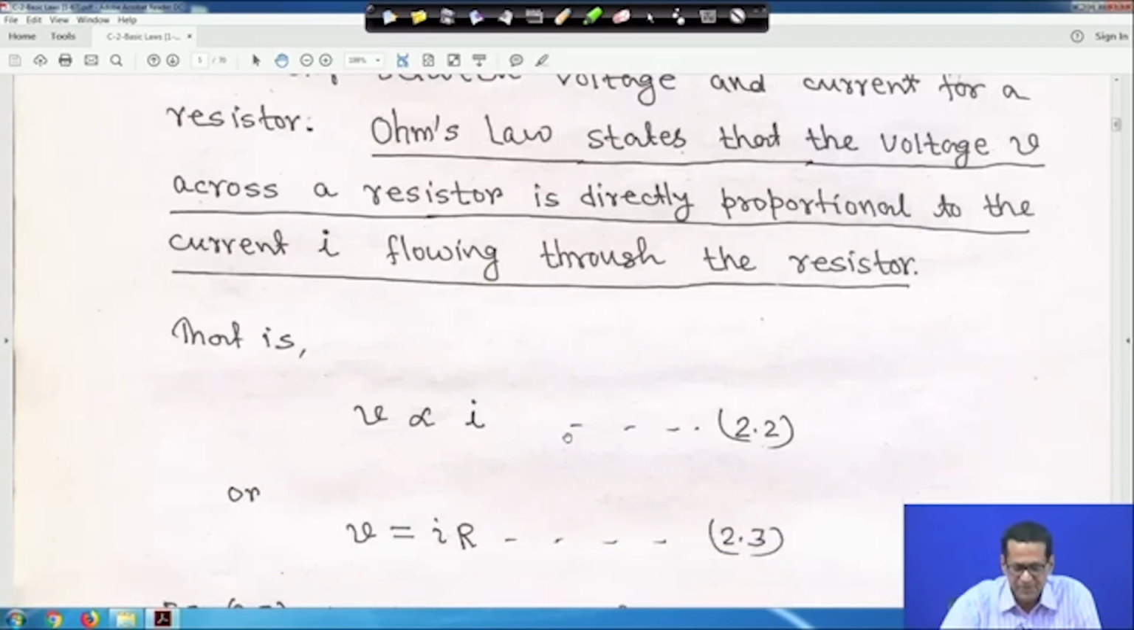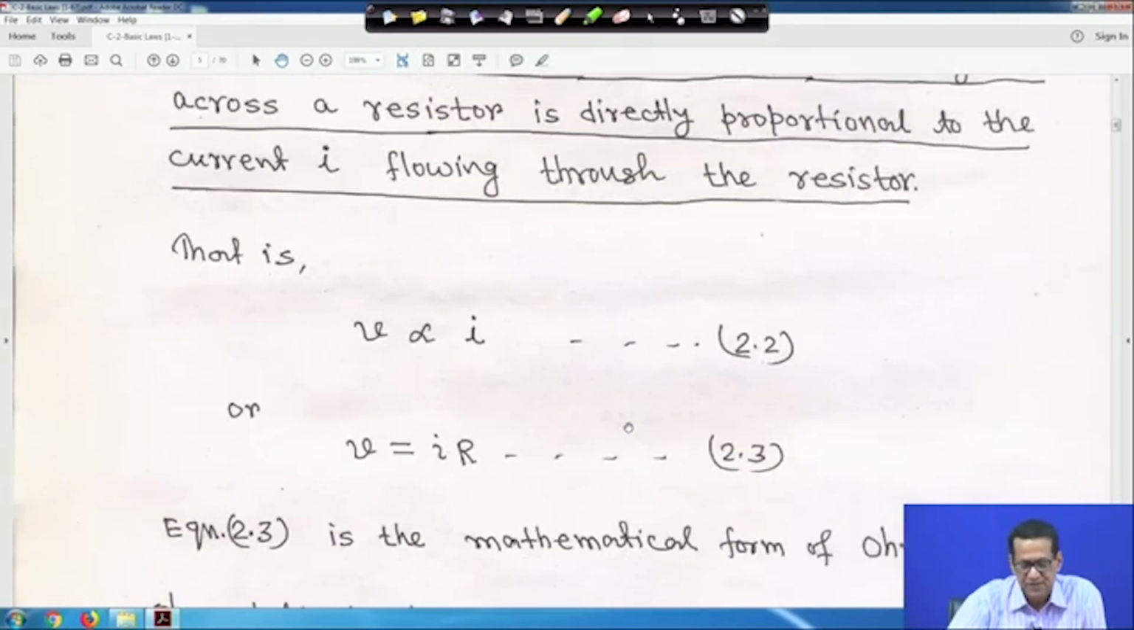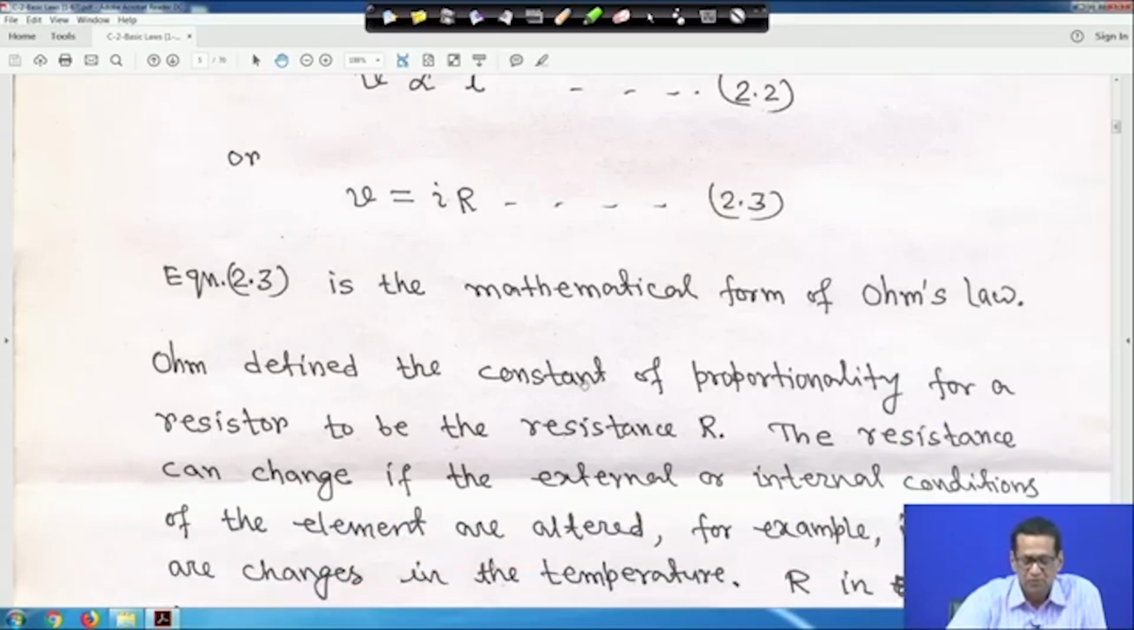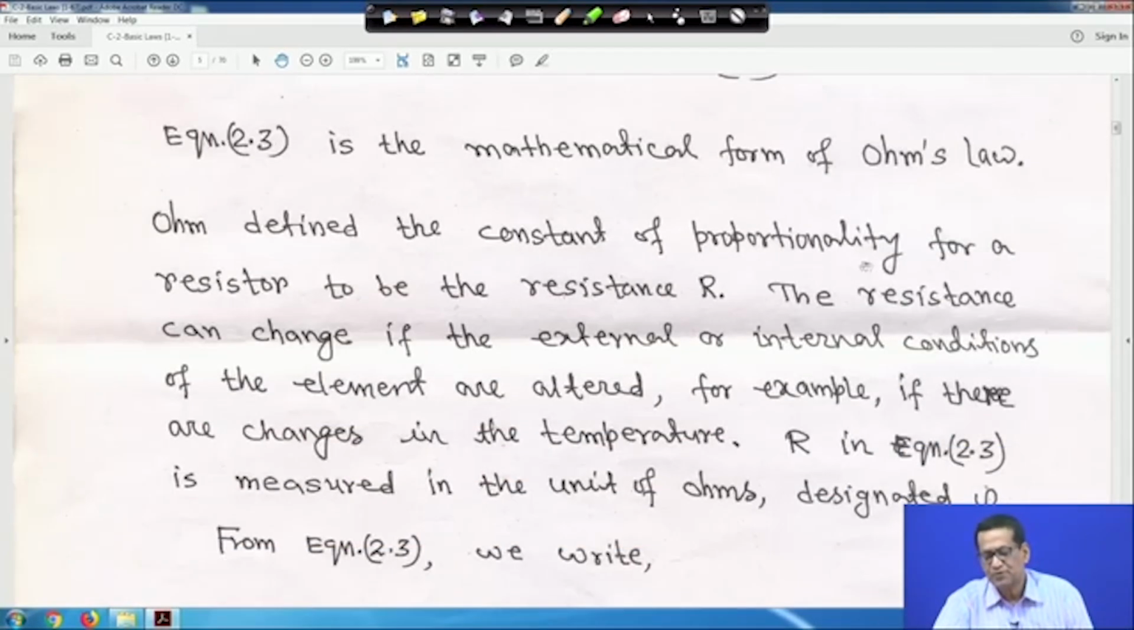So, V proportional to I is equation 2.2 of chapter 2, or V equals I R, equation 2.3, the mathematical form of Ohm's law. Ohm defined the constant of proportionality for a resistor to be the resistance R. The resistance can change if the external or internal conditions of the element are altered. For example, if the temperature increases, the resistance changes. If there are changes in temperature, R will change.